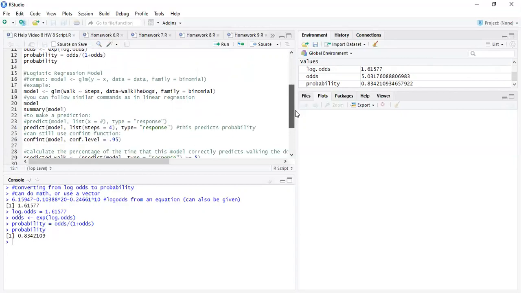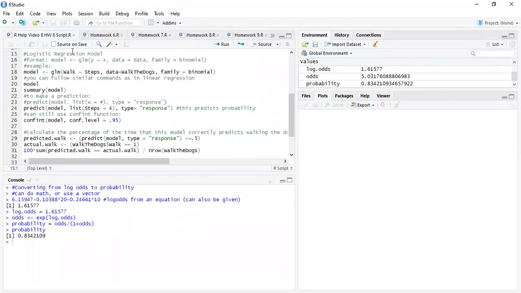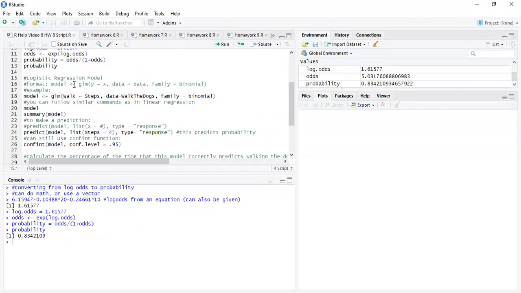Our next topic is the logistic regression model. So the general format of this model will be model name equals glm, y tilde x, comma data equals data, comma family equals binomial. So you'll notice this is very similar to the linear model. There are a few differences. I'll point them out to make it easy to remember.